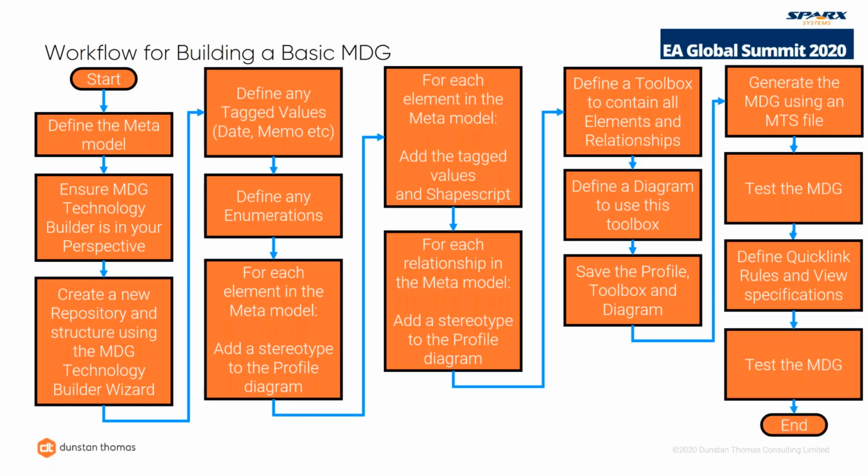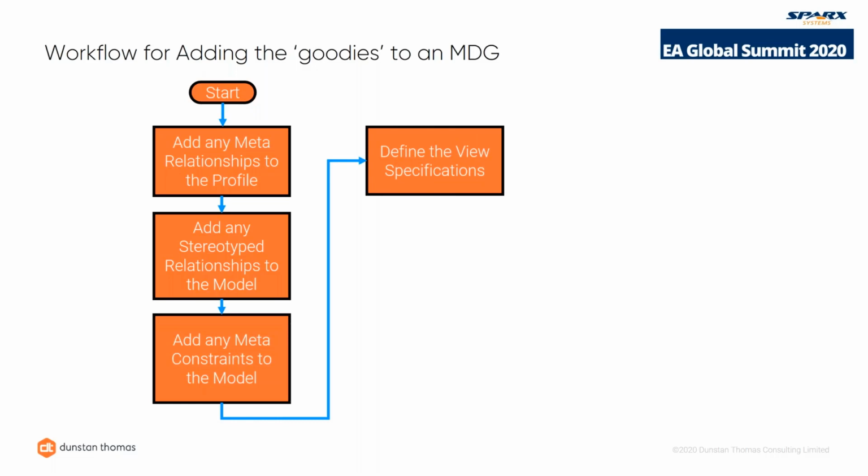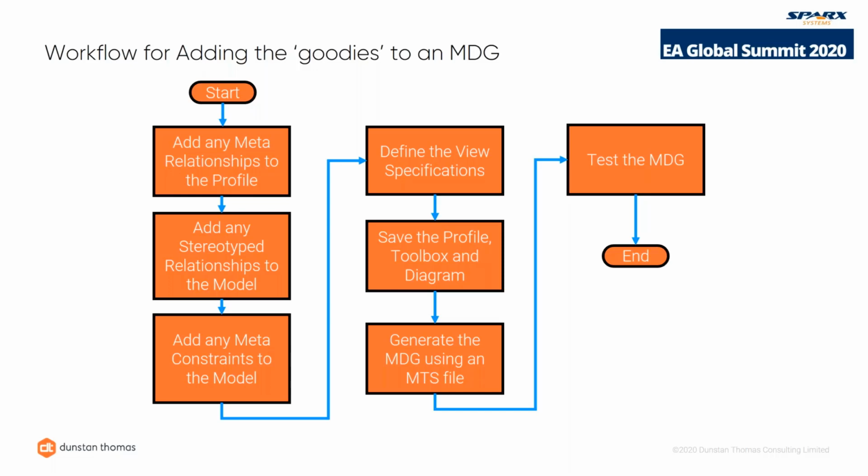And then again, retest, and then you go through an iterative process of making changes and corrections. To add the extra goodies, that is the meta relationships and the stereotype relationships and so on, we can do that once we know the Quicklink rules work. And you do that by diagram, as you'll see in a moment. Define the view specs, save it all, regenerate, retest, and then you're ending. So that's the basic workflow.